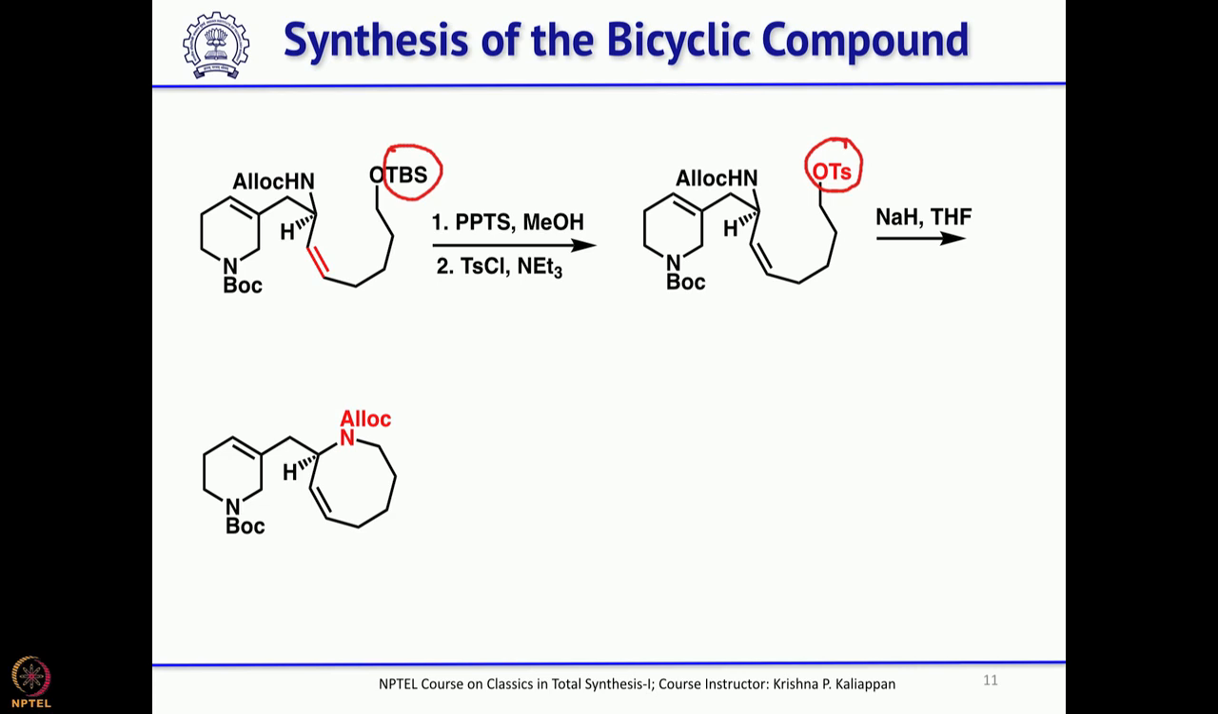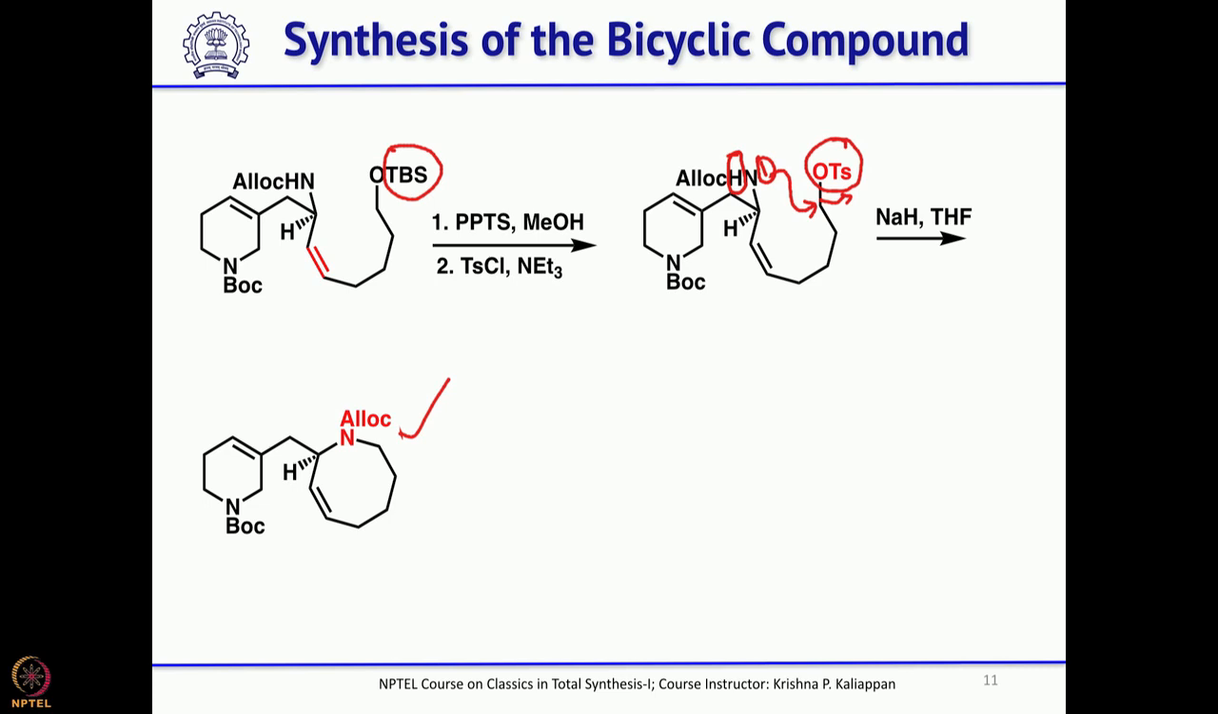What happens? This NH is an acidic proton. So sodium hydride will remove that proton. So you form N minus, that N minus will intramolecularly attack the carbon bearing tosylate. So that SN2 reaction will give this ring. So now we have made the bicyclic compound.